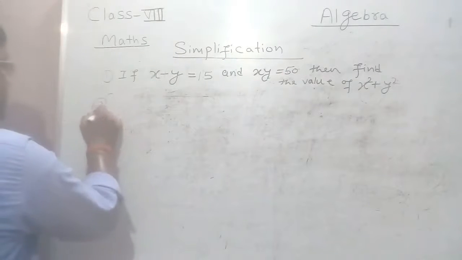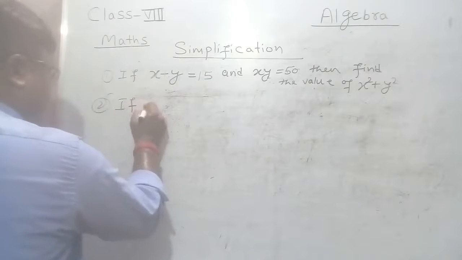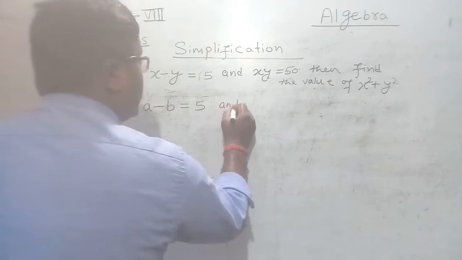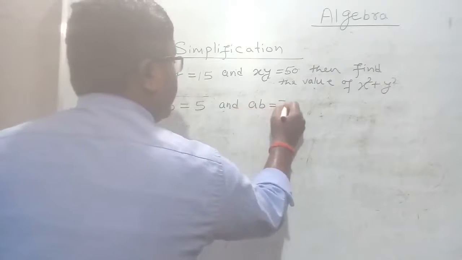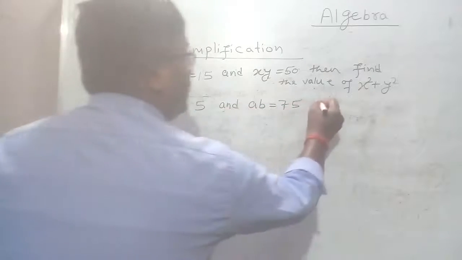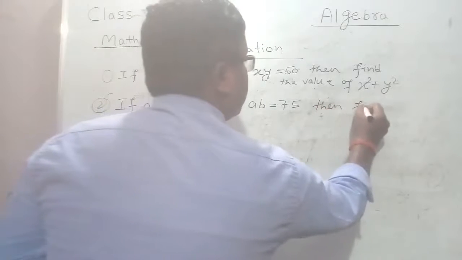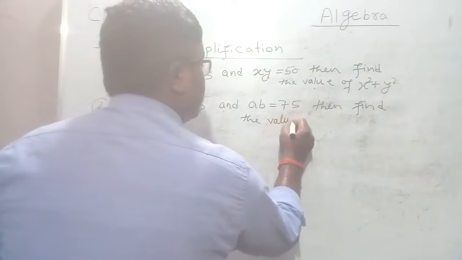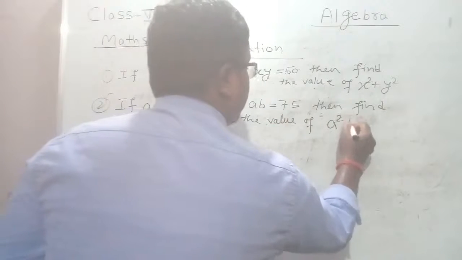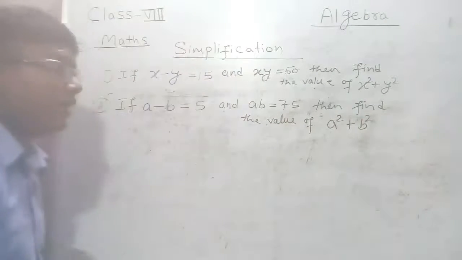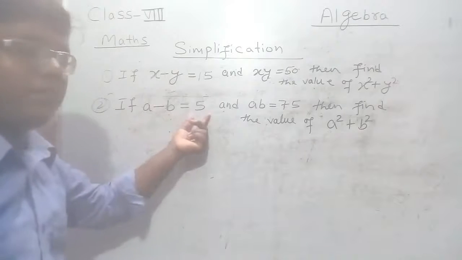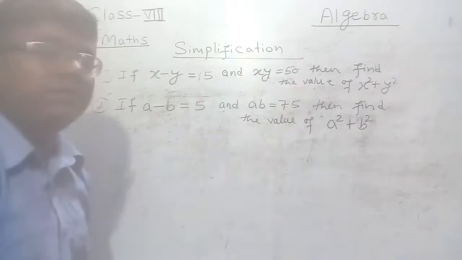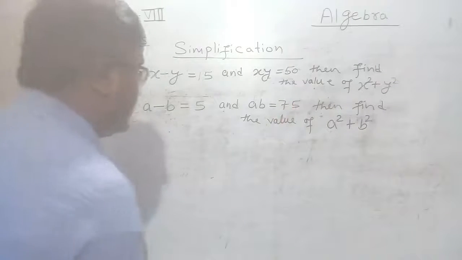Our second question is: if a minus b is equal to 5 and ab is equal to 75, then find the value of a square plus b square.